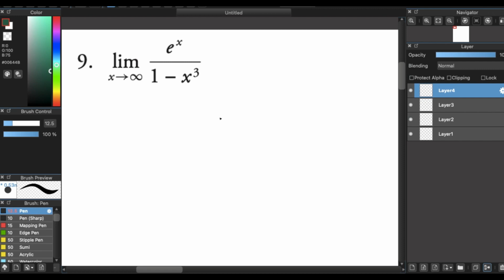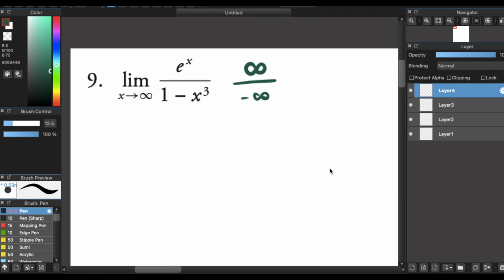So we have the limit like this. As you can see, if we just use the substitution method, we're going to obtain this, which is undefined. So we're going to have to find a way to solve this problem. Okay, so what should we do?